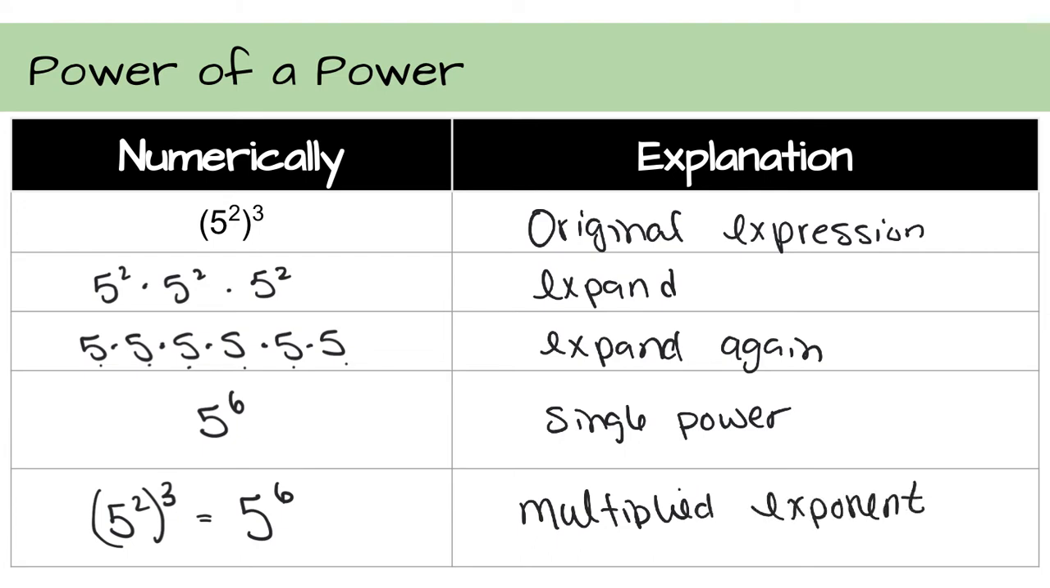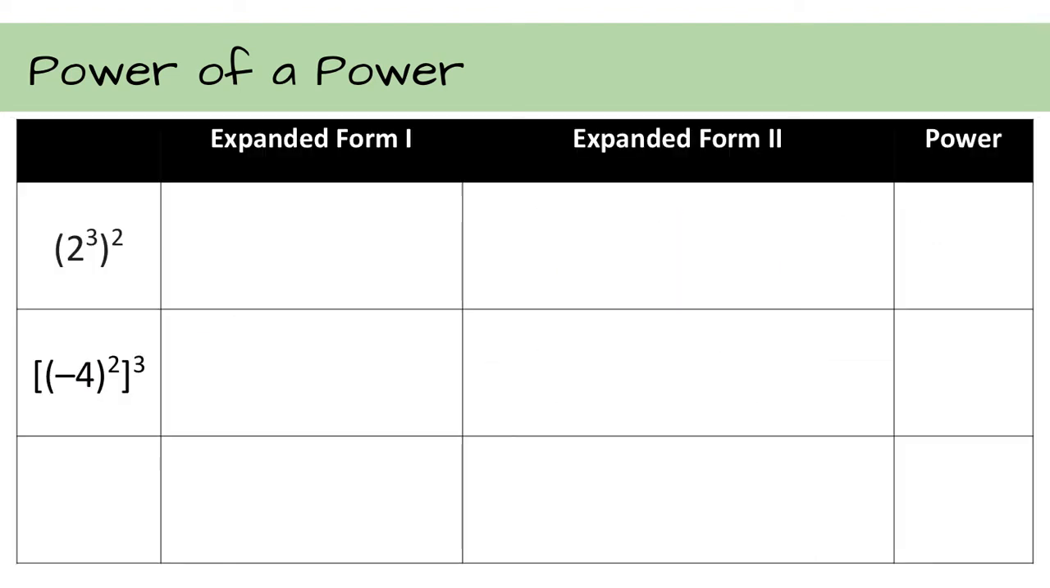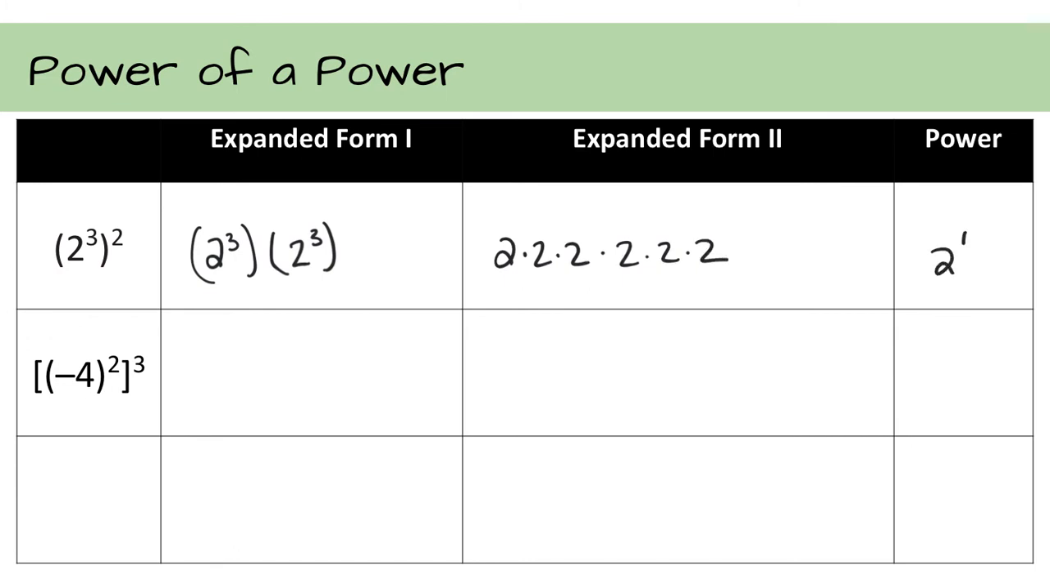Now let's have a look at another example or two and see if the pattern is the same. Okay, so first we're going to write in expanded form, which just means 2 cubed multiplied by 2 cubed. And now we're going to expand both of those terms. So 2 by 2 by 2 by 2 by 2 by 2, which gives us a single power of 2 with an exponent of 6. So again, we have 3 times 2, which is 6, and it works here.